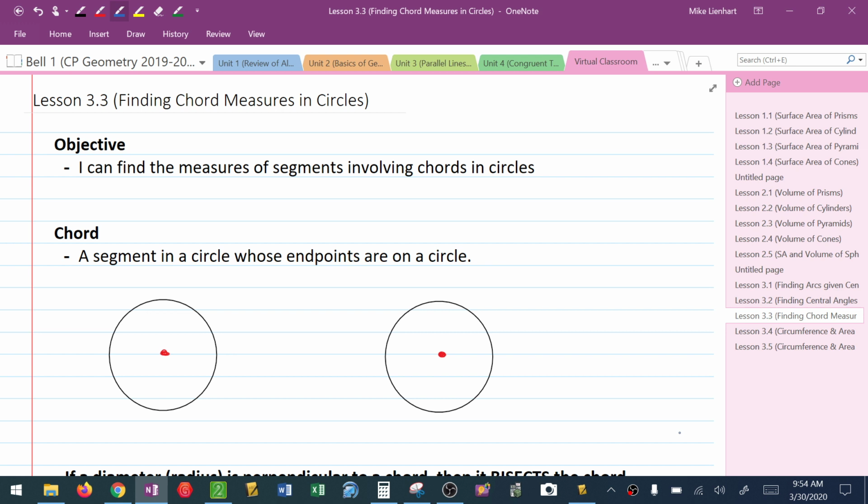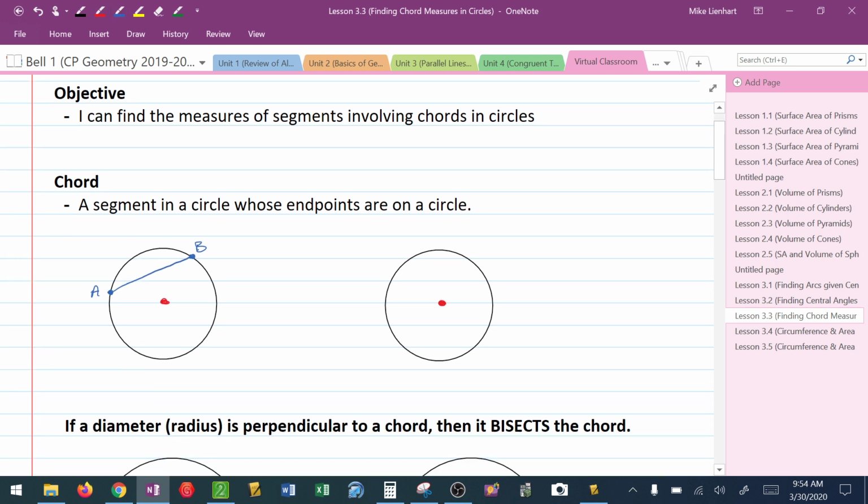This is called finding chord measures in circles, all right? So our objective very simply is to find the measurements of segments that involve chords in a circle. Now, what do I know a chord is? Well, a chord very simply is if I go from one side of the circle to the other. For example, this segment AB right here, this is a chord, all right?